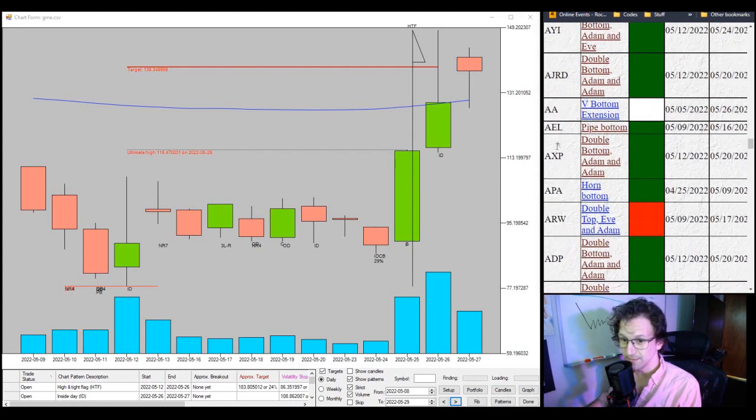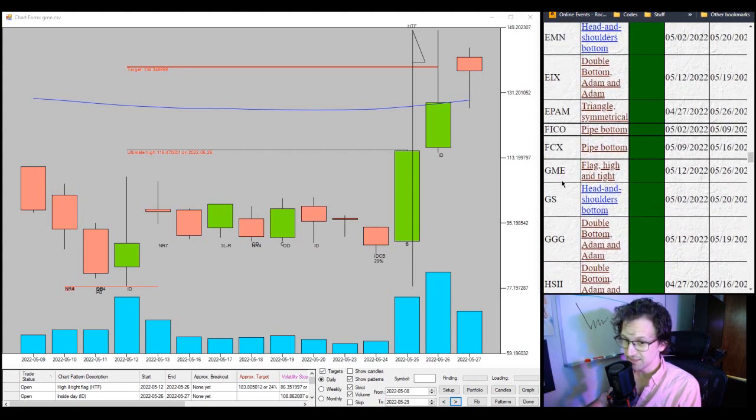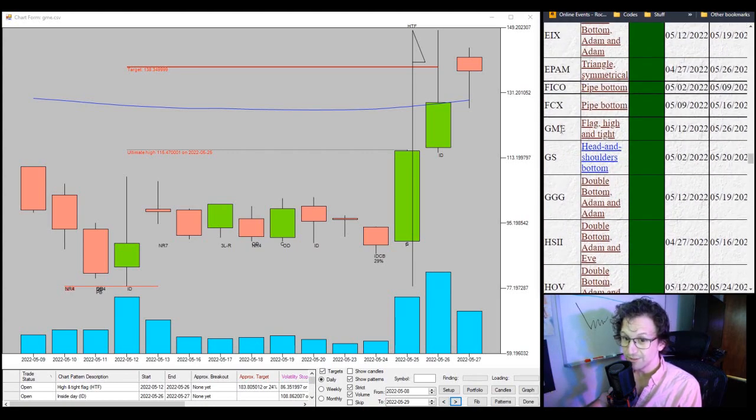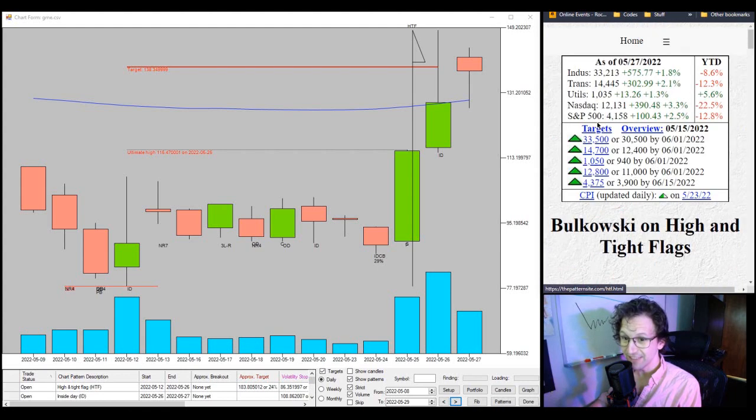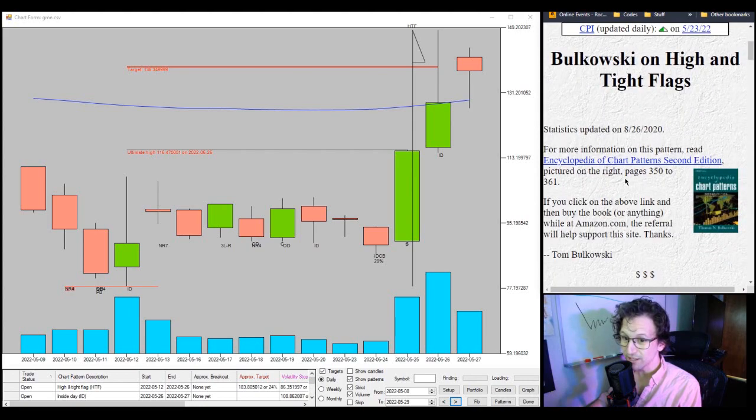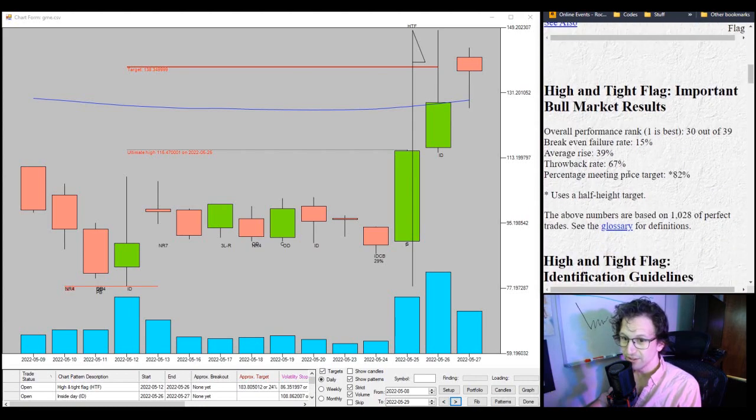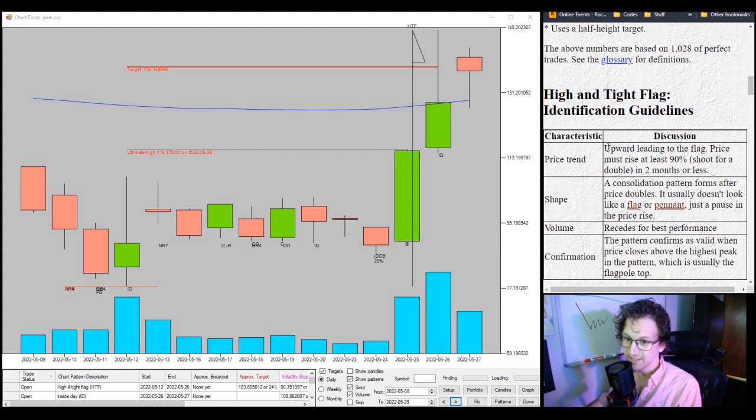You're going to notice AMC is not on here, and I still haven't seen AMC on this list yet. We keep scrolling down to G, and you can see that GME actually does have a recognizable and tradable pattern called a flag, a high and tight flag. Ooh, high and tight flags are incredible. Let's just go ahead and look at this. He says that percentage mean price target's like 82%. He says it uses a half height target. Okay, whatever. Price trend, he says upward leading to the flag.